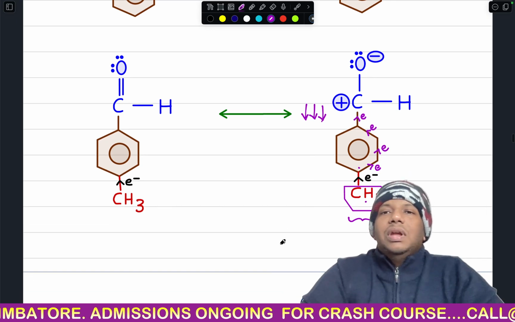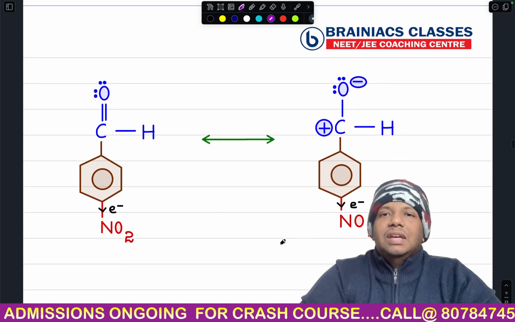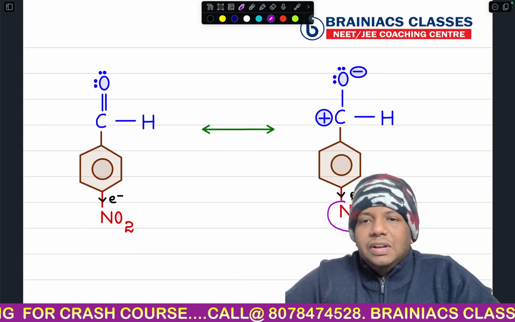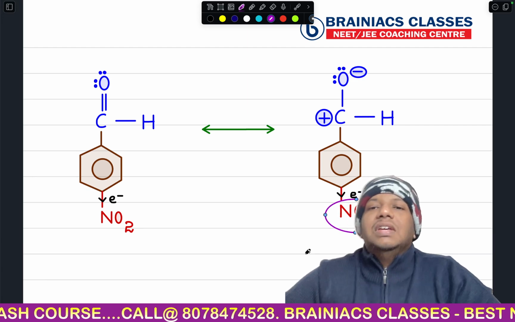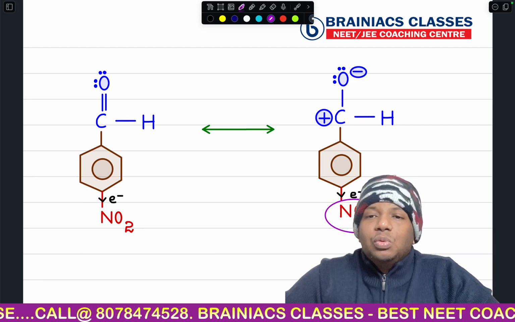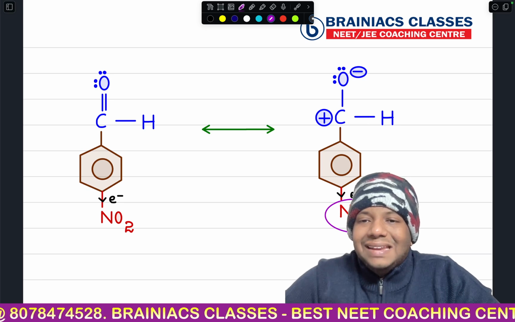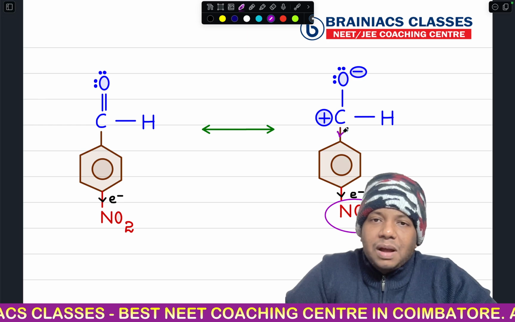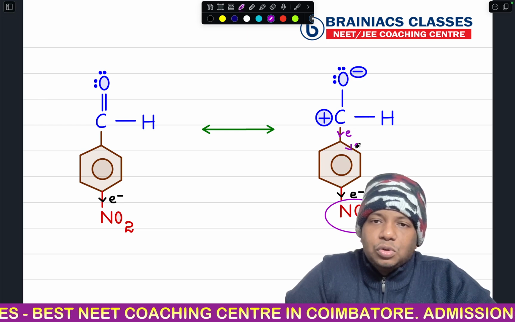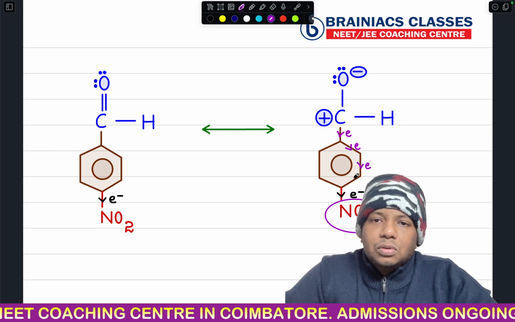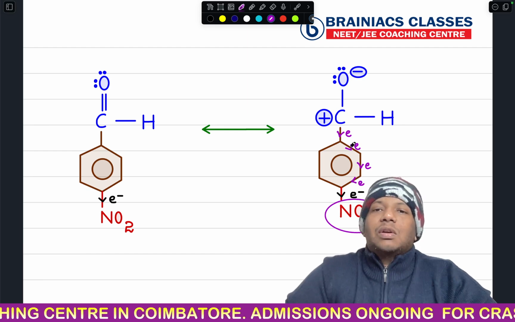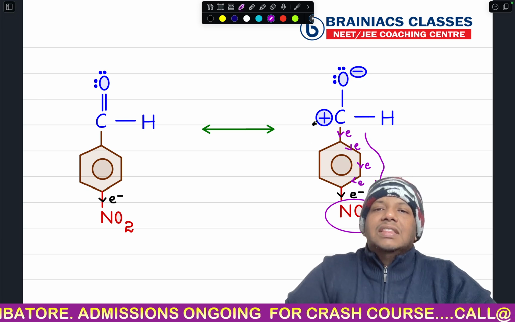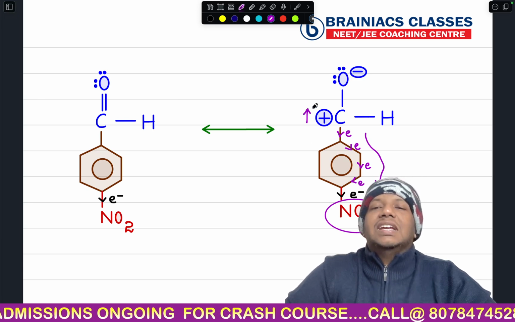Now in the last case, you can see NO2 group is being connected. Now comes the difference. When NO2 group is being connected, we know that NO2 is a minus I group and a minus M group. So what will happen, sir? Through the sigma bond, electron will flow towards the NO2 group. So what will happen because of that? When electron is flowing in this direction, the magnitude of the positive charge here increases.